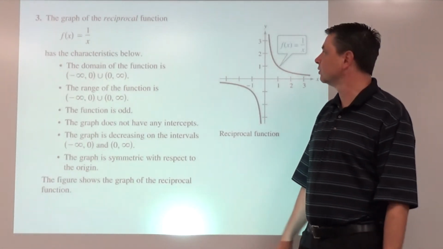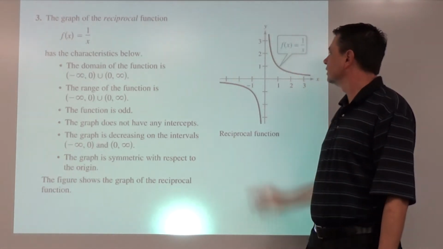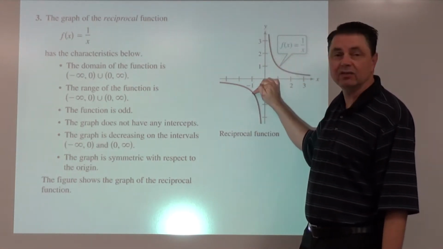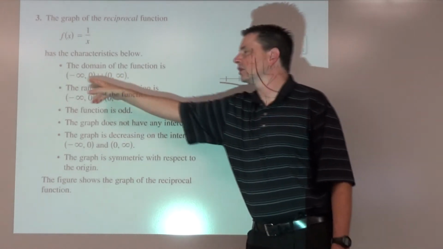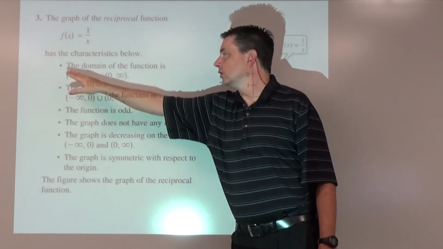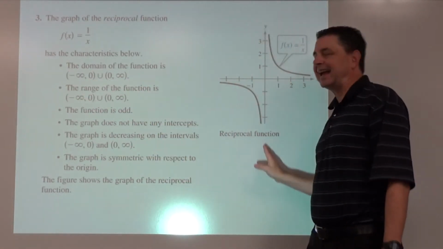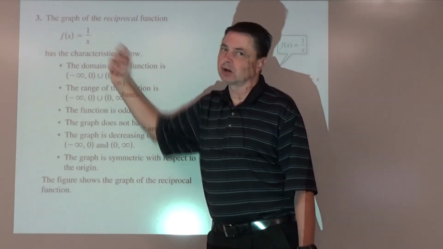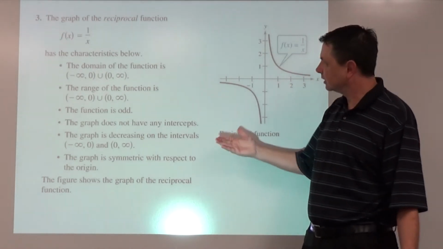The reciprocal function, f of x equals 1 over x. Looks like this. Key points, 1, 1, negative 1, negative 1. The domain is everything except for 0. So negative infinity to 0, 0 to infinity. We have a vertical asymptote there because you can't divide by 0, so x can't be 0. The range, the same thing.